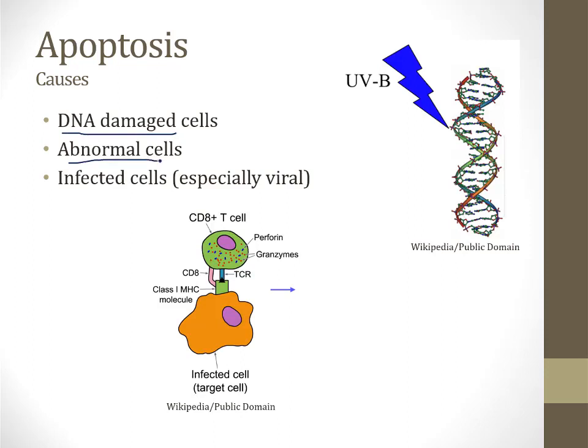When DNA damage is detected inside of cells, those cells will often undergo apoptosis. Cells that are abnormal in any way, their machinery is off, their proteins are off, this is often detected and the cell undergoes apoptosis. And then finally, many infected cells, especially those infected with a virus, will undergo apoptosis. We'll talk later about how CD8 T cells can actually trigger this process to occur.